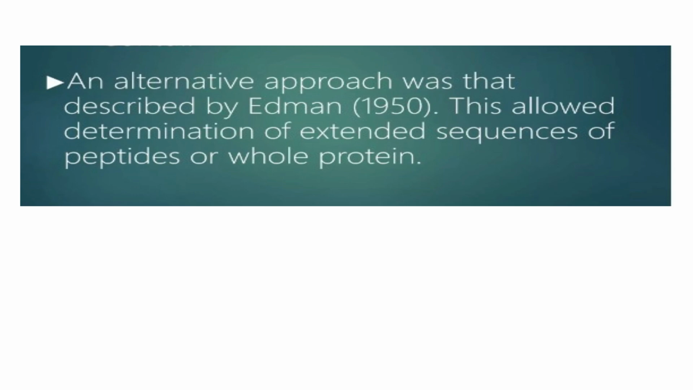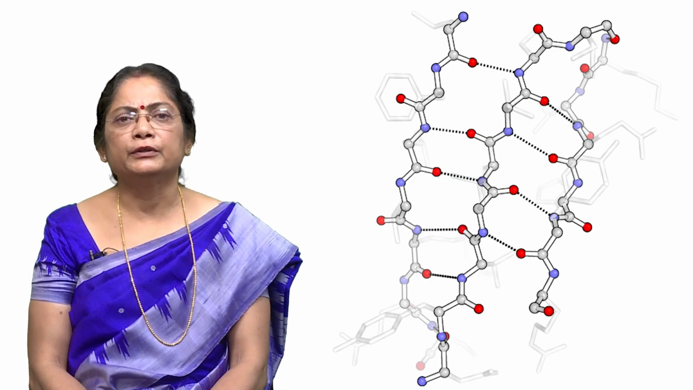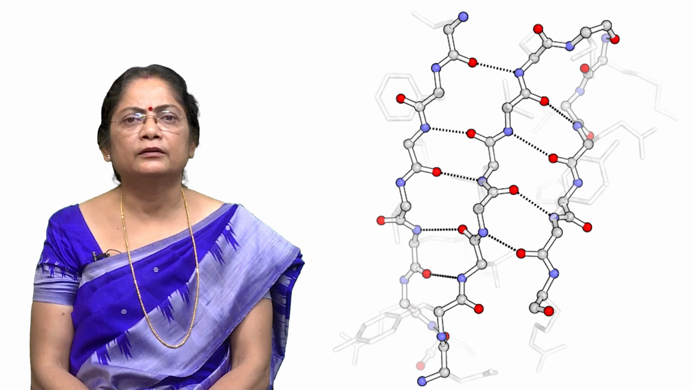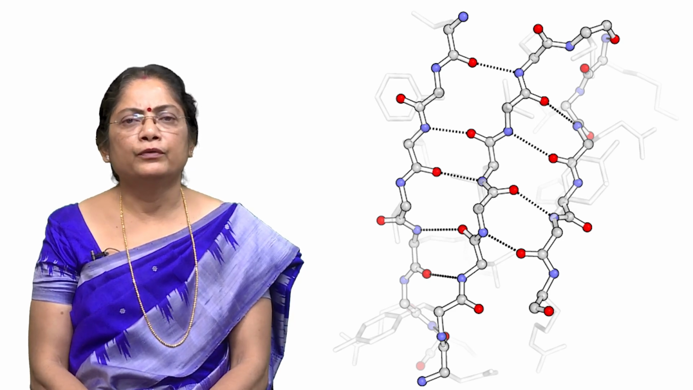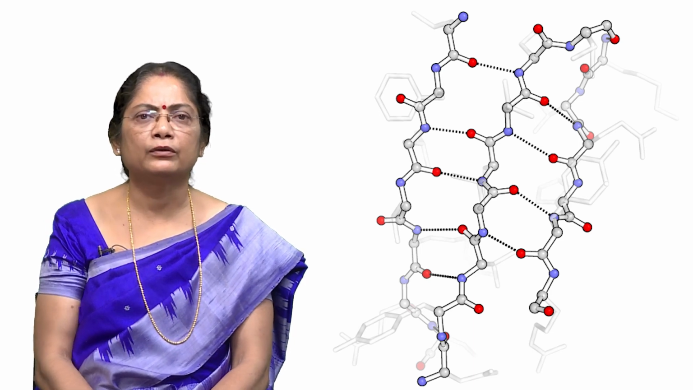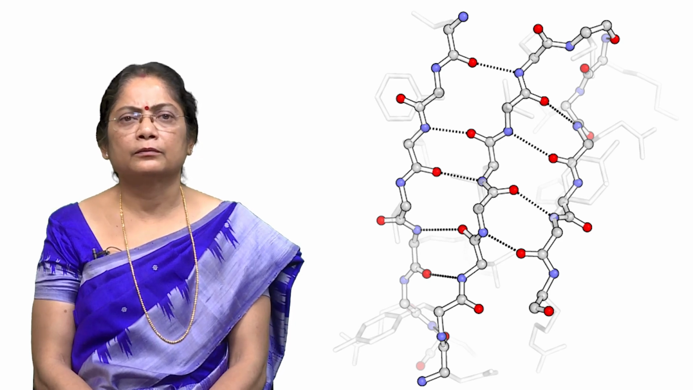Now, this method employs a chemical reaction to remove and identify the amino acid residue at the N-terminal of the polypeptide chain, that is, the residue with a free amino group. This step is repeated, as I have already explained, so that we can get the sequence of the polypeptide. So, we are sequencing amino acids one by one from the amino terminal residue. This is the main basis of this method.